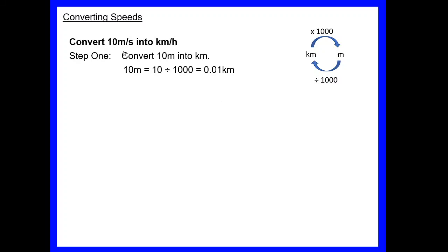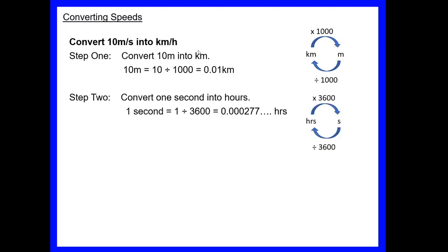We're then going to do the bottom, so we're going to change the seconds into hours. So we do one unit and then the other unit. To go from seconds to hours, we divide by 3,600. 1 divided by 3,600 is 0.000277, and that 7 is a recurring 7. You could use your recurring dot if you've got that on your calculator, or just put lots of 7s after that.